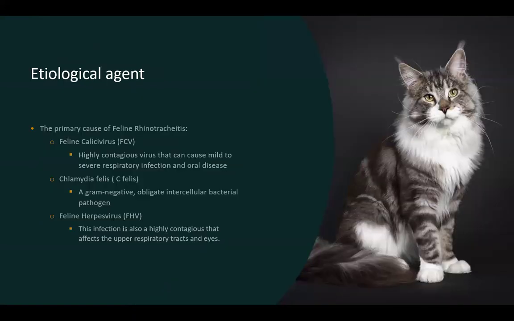So the etiological agent, the primary cause of feline rhinotracheitis, is feline calicivirus, also known as FCV. It is highly contagious and can cause mild to severe respiratory infection and oral disease. Chlamydia felis, which is C. felis, is a gram-negative obligate intracellular bacterial pathogen, and feline herpes virus, FHV, which is also contagious, affects the upper respiratory tract and the eyes in cats.